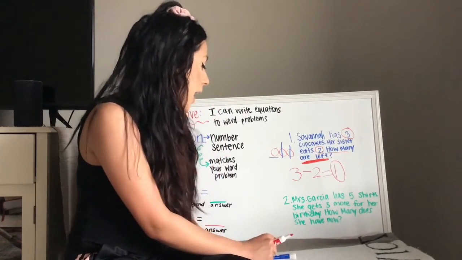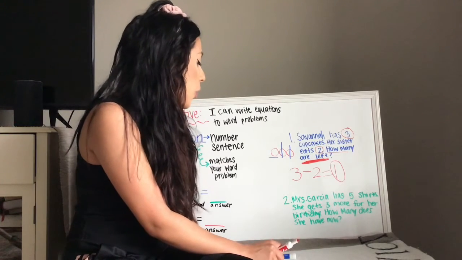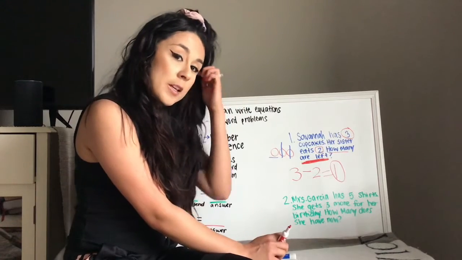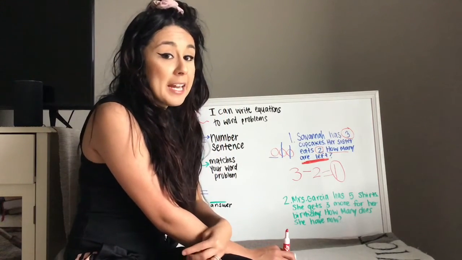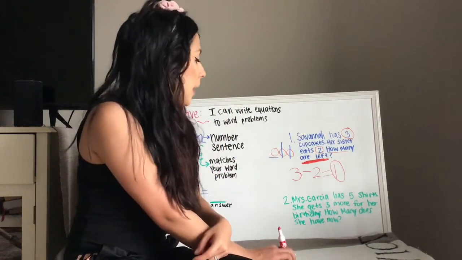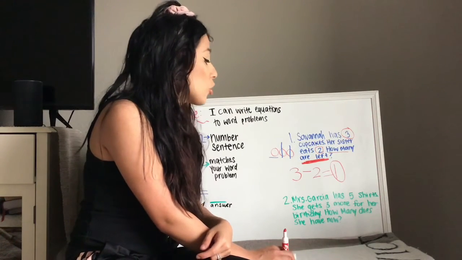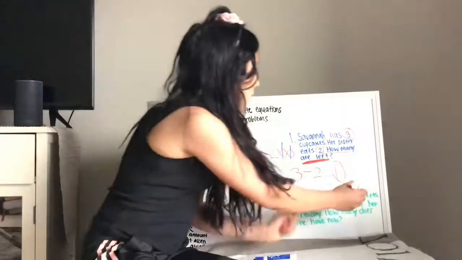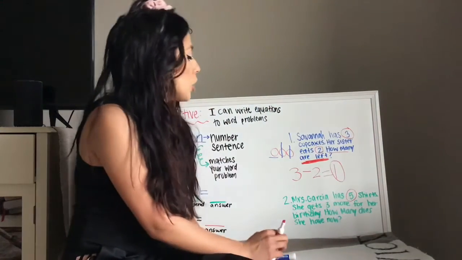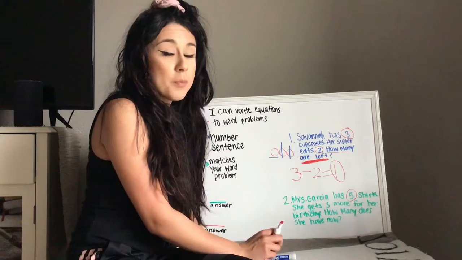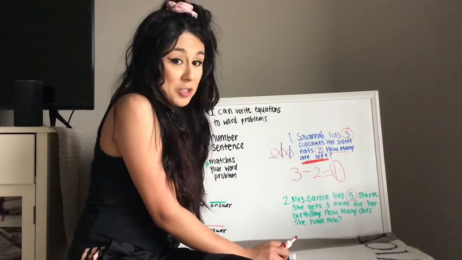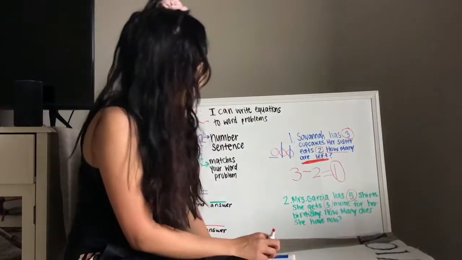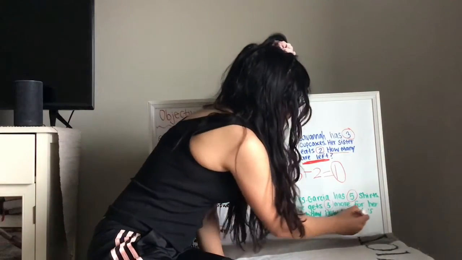Next, it says, Mrs. Garcia has 5 shirts. She gets 3 more for her birthday. How many does she have now? So we're going to go back through and you're going to tell me any amounts that I should circle. Mrs. Garcia has 5 shirts. Did you hear anything I should circle? Good job. 5. She gets 3 more for her birthday. Do you hear anything I should circle? Good job. 3. How many does she have now?